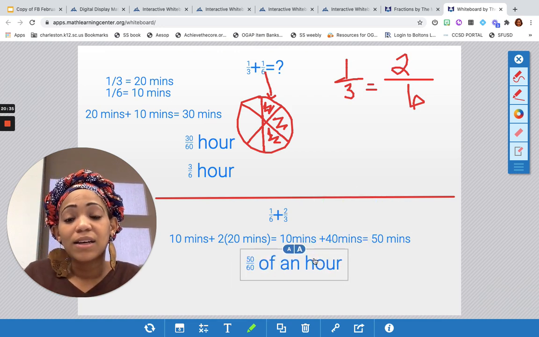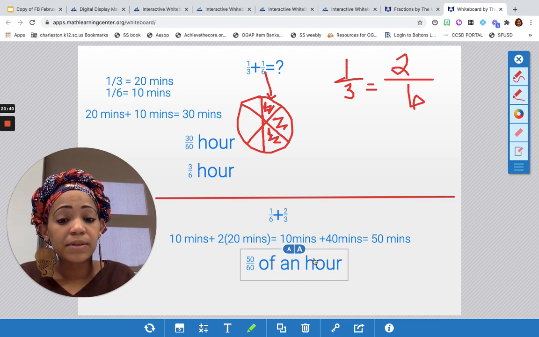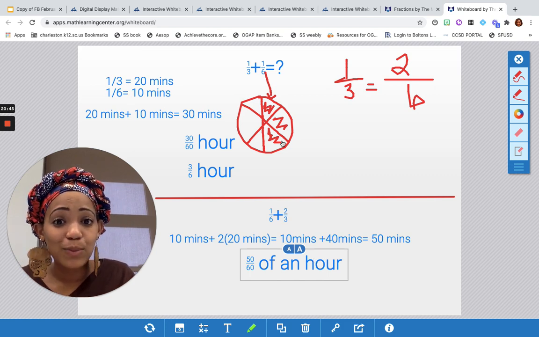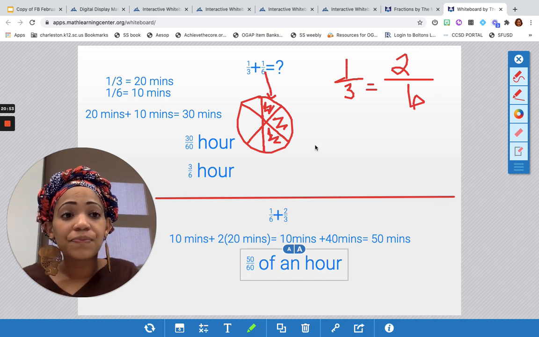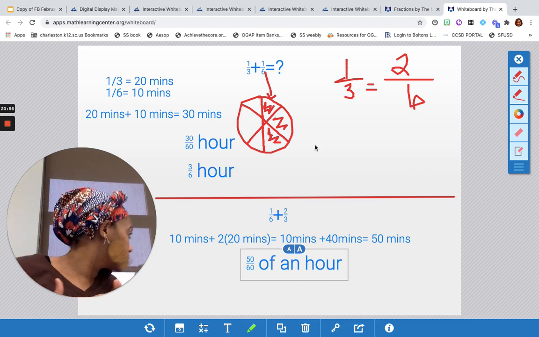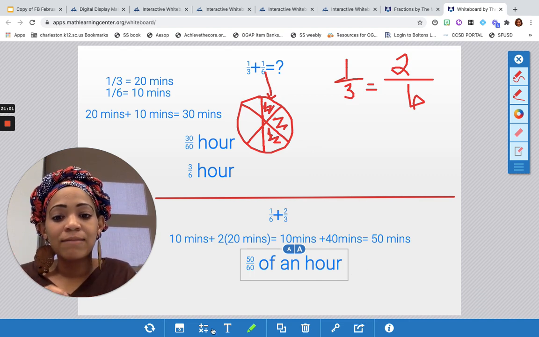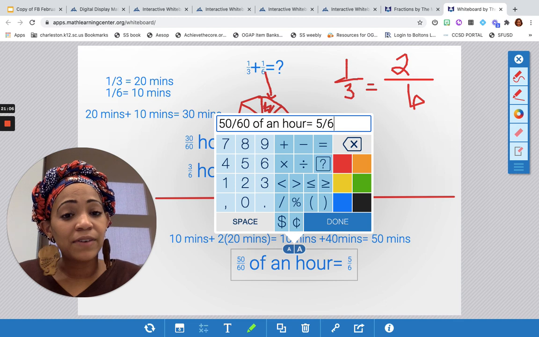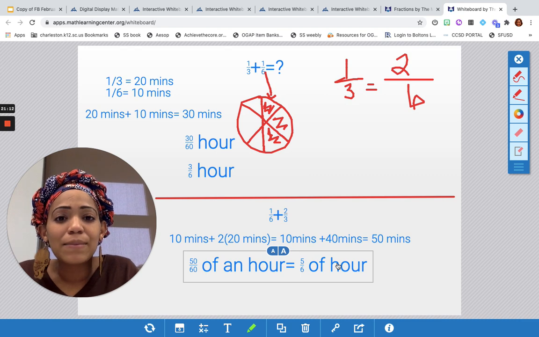I could leave it there. But I could also simplify it. Because 50/60ths of an hour means I have 5 1/6 size pieces. Because a 1/6 is 10 minutes. So if I have 50 minutes, I have 10, 20, 30, 40, 50. That means essentially I have shaded in, or time has elapsed a total of 50 minutes. And so I could write this fraction as 50/60ths, or a simplified version would be 5/6 of an hour. And that's equivalent. It means the same thing.